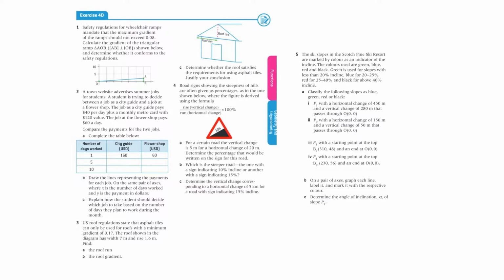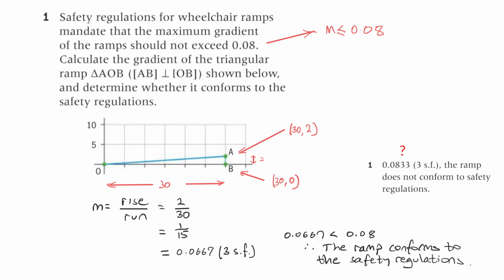Exercise 4D, questions 1 through 5. Question 1: safety regulations for wheelchair ramps mandate that the maximum gradient of the ramp should not exceed 0.08. So m must be less than or equal to 0.08. Calculate the gradient of the triangular ramp AOB.